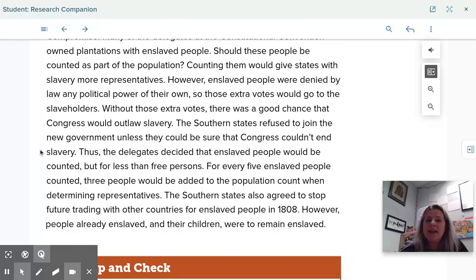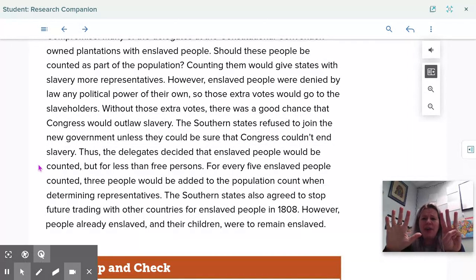Thus, the delegates decided that enslaved people would be counted, but for less than free persons. So for every 5 enslaved people counted, 3 people would be added to the population count when determining representatives. The Southern states also agreed to stop future trading with other countries for enslaved people in 1808. However, people already enslaved and their children were to remain enslaved. So, the 3/5 compromise said that for every 5 slaves, you could count it as 3 people.